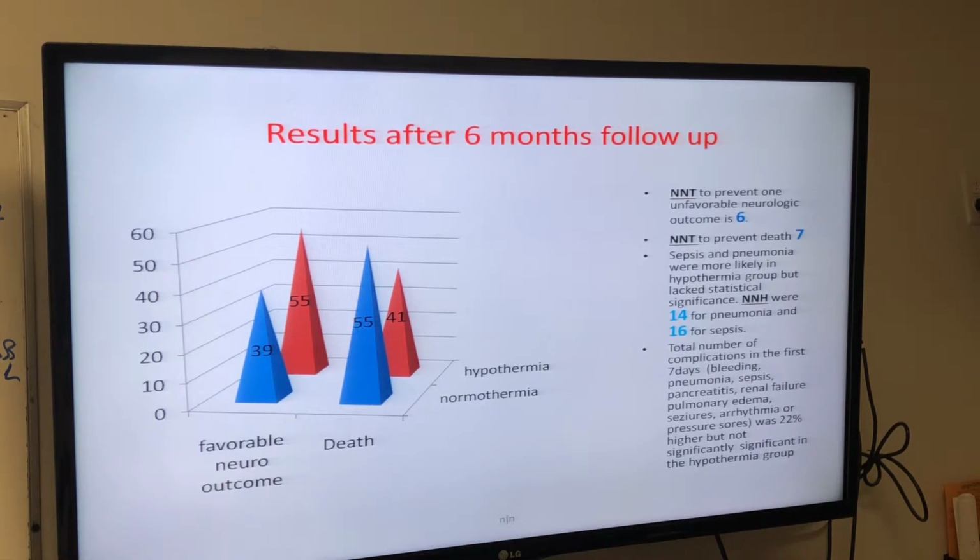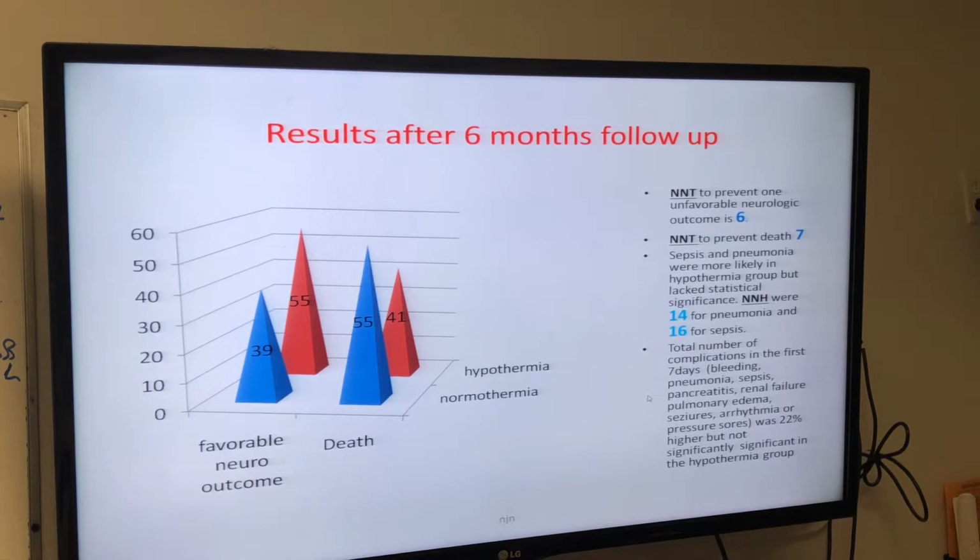Total number of complications in the first 7 days was bleeding, pneumonia, sepsis, pancreatitis, renal failure, pulmonary edema, seizure, arrhythmia, pressure sores. All of those are complications of hypothermia, and they were 22% higher, but not a statistically significant difference.